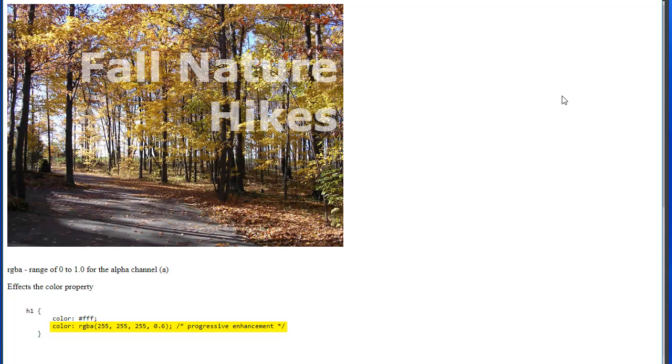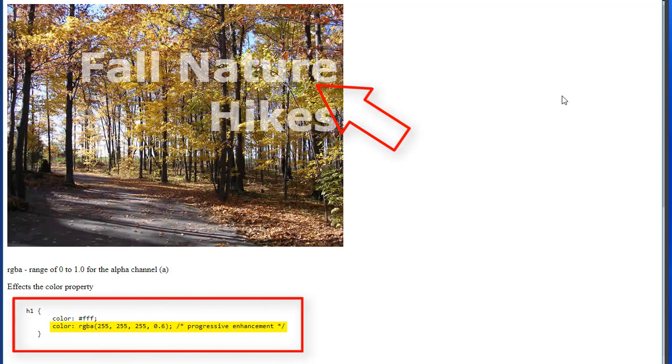It only affects the color. It does not affect the entire element. So here, if I was applying the rgba color value to my H1 element, it would only apply to the text of that H1 element. It would not apply to the entire H1 element. Notice in my code, I have the color written twice. Consequently, the second property and value would be applied because that would take precedence over the first one.